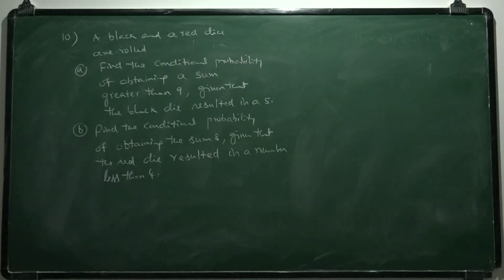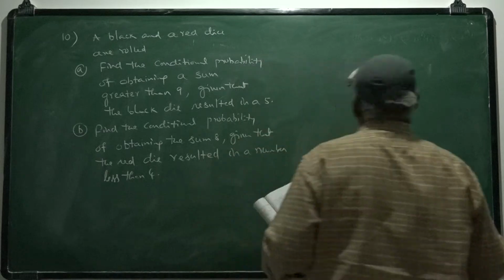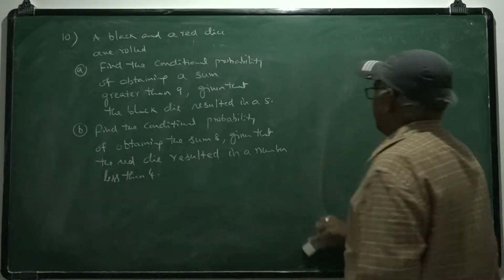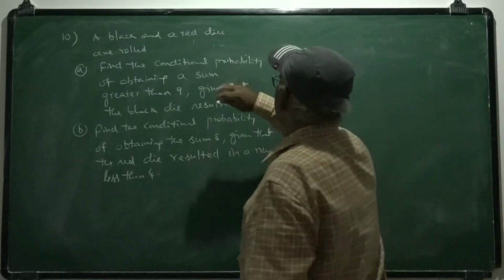A black and a red dice are rolled. That is our experiment. Now we have to find the conditional probability of obtaining a sum greater than 9 given that the black die resulted 5. That means on the black die, once the number 5 appears, the conditional probability of getting the sum greater than 9 is to be evaluated in the first case.